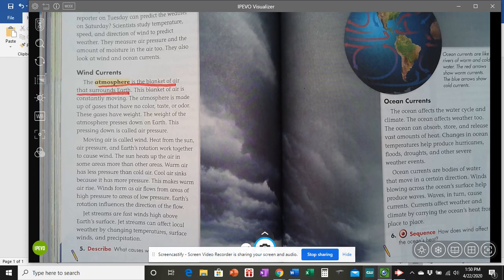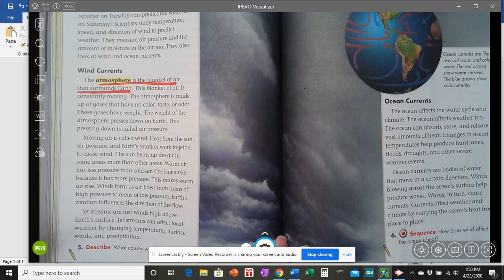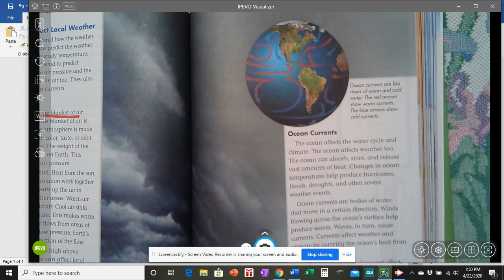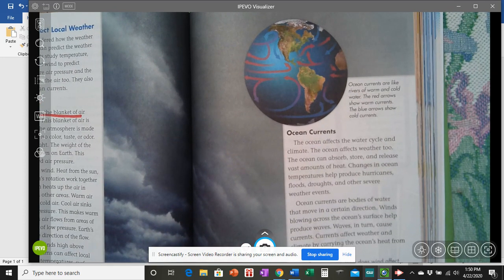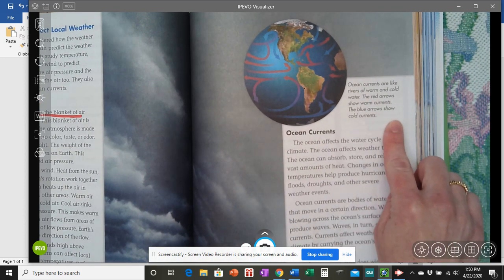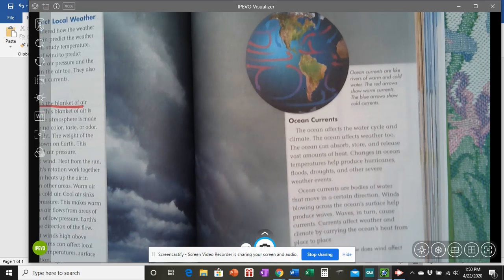Jet streams are fast winds high above Earth's surface. Jet streams can affect local weather by changing temperatures, surface winds, and precipitation. Ocean currents are like rivers of warm and cold water. The red areas show warm currents, the blue arrows show cold currents.